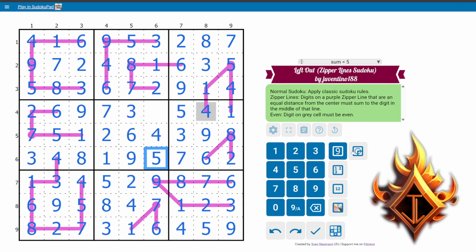Left Out, Zipper Line Sudoku by juventino188. I guess, yeah, this one here, that was nice. That one could have taken a while, actually. Surprised I saw that as quick as I did. But yeah, lovely puzzle. Left Out, Zipper Line Sudoku by juventino188.